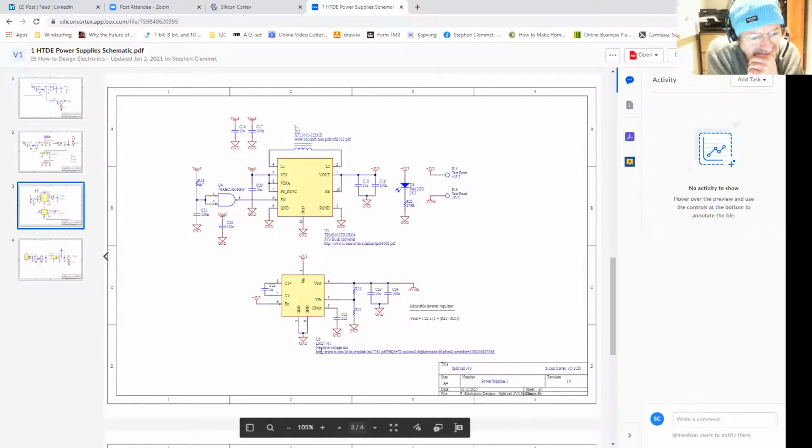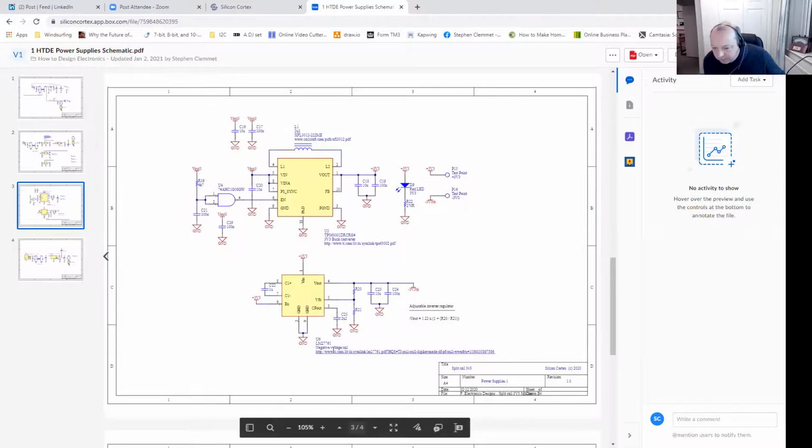But U6, so this LM27761. So this is 3.3 volts in. If you look at the data sheet, for which the link is here in the schematic, it'll take you straight to it. You can copy and paste that into Google and it'll give you the data sheet straight away. And the output voltage is negative, and it's a ratio of these two resistors, that good old ratio again. And would you believe it? It gives you that negative voltage that we then want to drive our op amps.